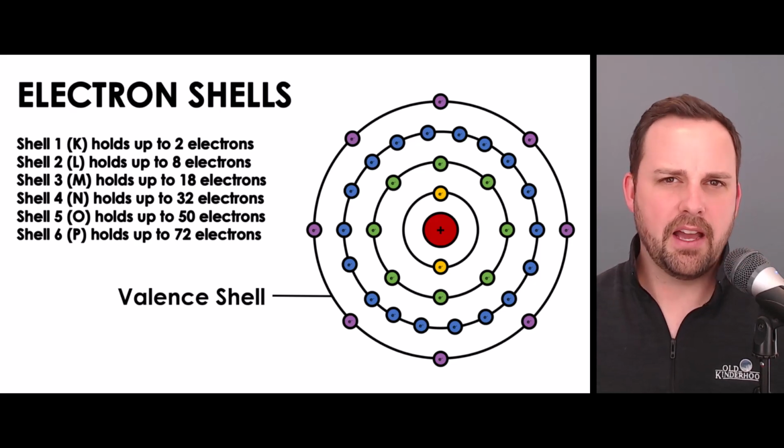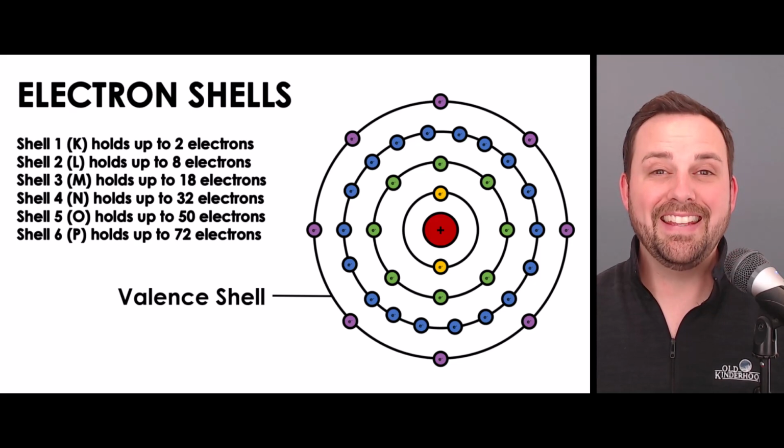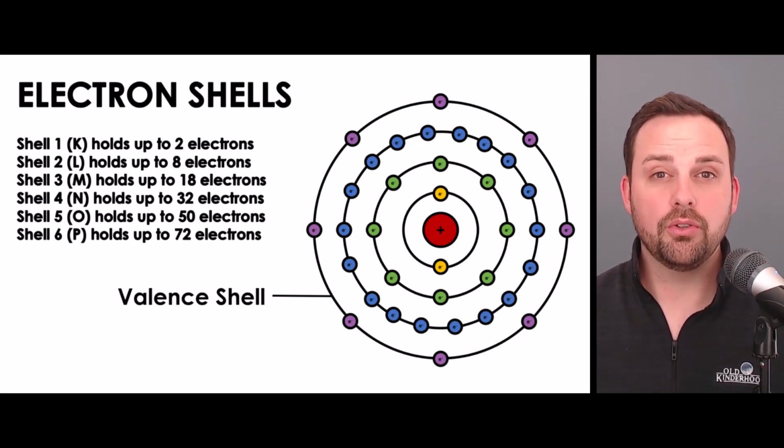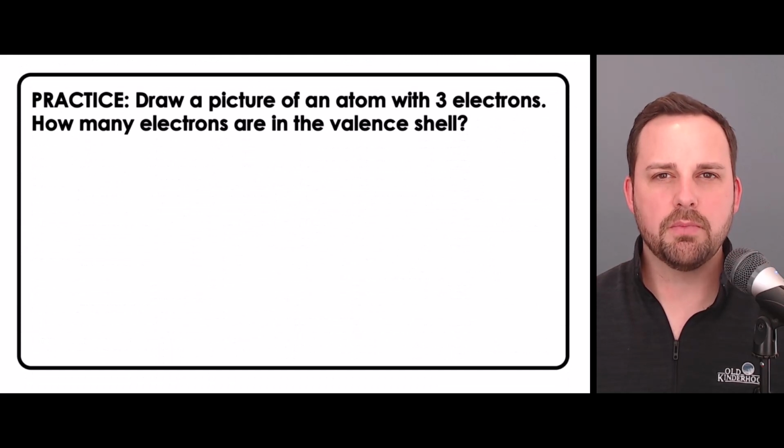So if it's not the outermost shell, it can hold the maximums that we've described here. But if it is the outermost shell, we call it the valence shell, and it can only hold up to 8. That's called the octet rule. So here's a practice question to test your understanding of this material.